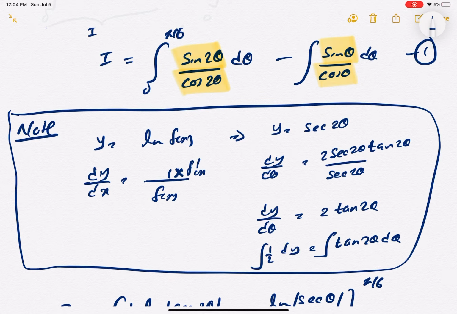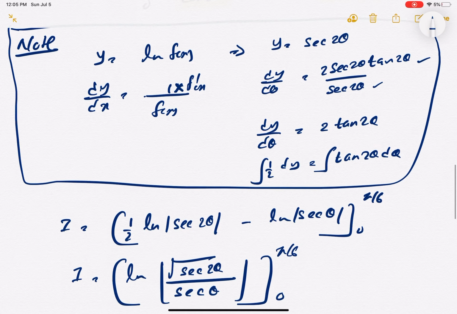So I'm trying to do the same thing here. y is a function of theta. y is equal to ln sec 2 theta. If I differentiate that, my f(x) is sec 2 theta, so 1 over sec 2 theta is there in the denominator. And when I differentiate sec 2 theta, it becomes sec 2 theta tan 2 theta into 2. So that is what I have got here. This simplifies into dy by d theta equals 2 tan 2 theta. Now if I go in reverse and integrate this, I will get half dy is equal to tan 2 theta d theta, which can be integrated.